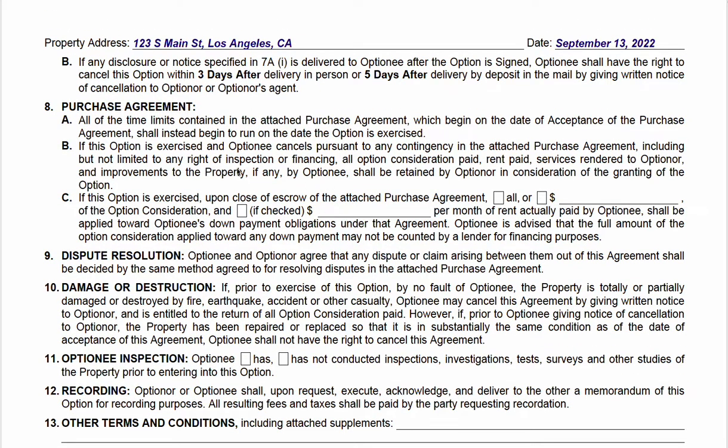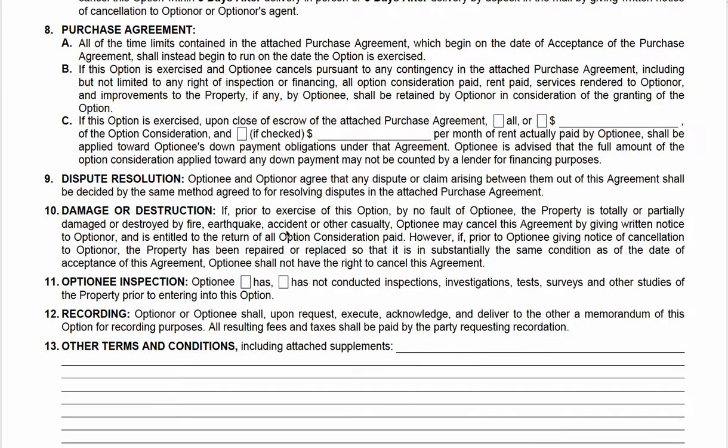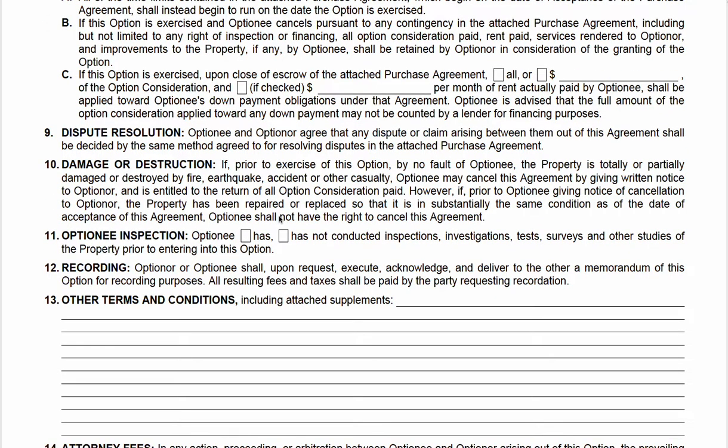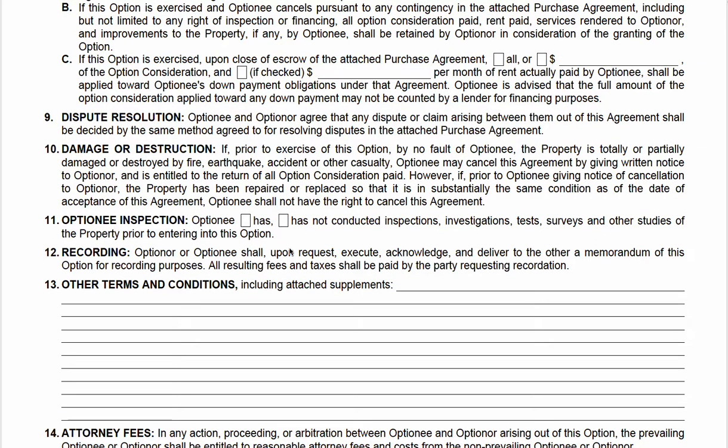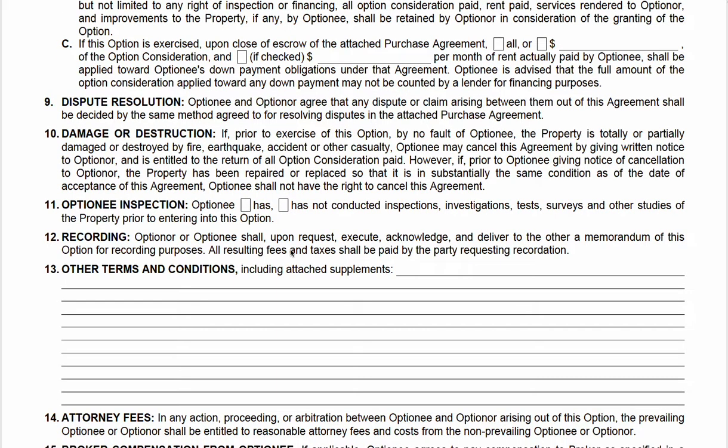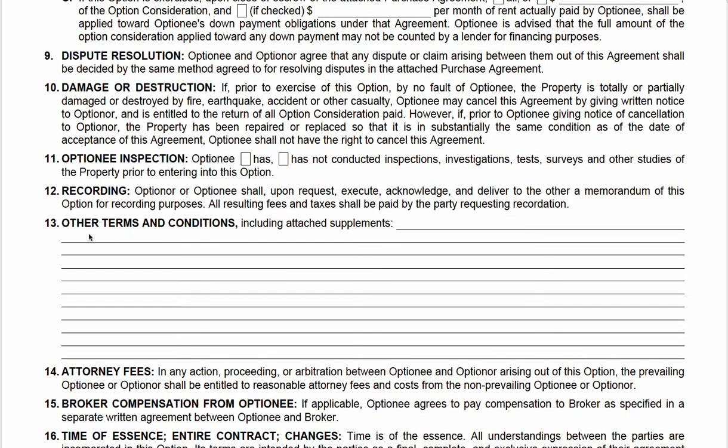And again, this is all standard verbiage here. This is not as important as what we talked about above. You can just read through it. And for optionee's inspection, just check the applicable box here. And that's it for now. If there are any other terms that weren't explicitly mentioned above, write them in here. But that's basically it.